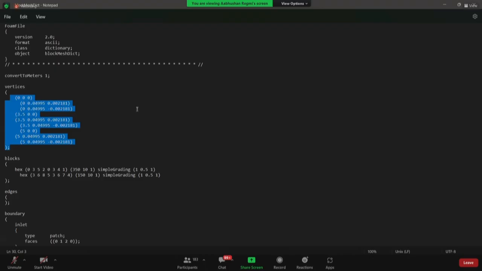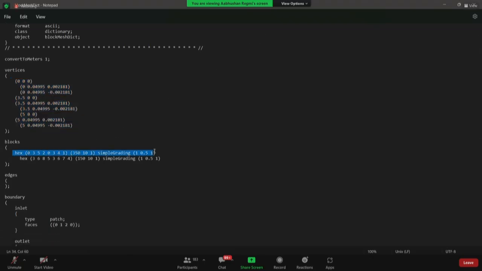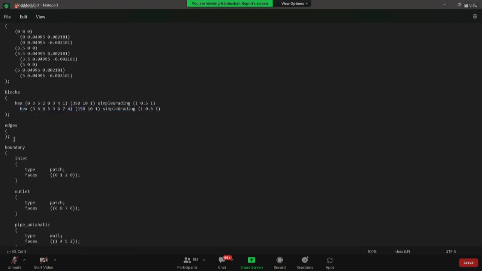Just remember the wedge shape figure that was shown to you before, that had two different blocks. This is the first block, where we have adiabatic boundary condition at the wall, and this is the second block, where we are providing flux condition. And we are not giving any curved edges. That's why this is empty.